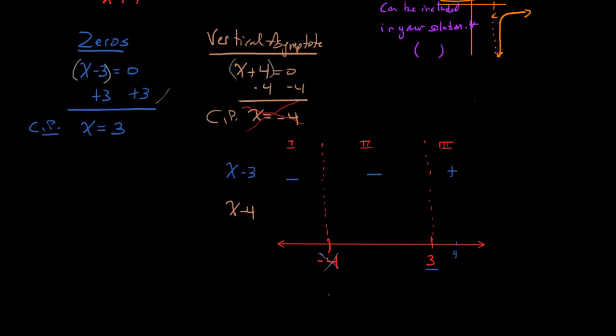X plus 4 corresponds to the critical point, the vertical asymptote point of negative 4. To the right, pick a value like 5. 5 plus 4 is positive, so to the right will be positive, to the left will be negative.